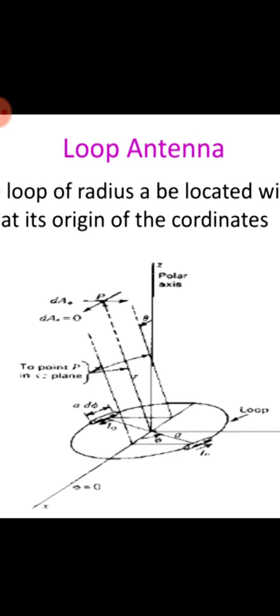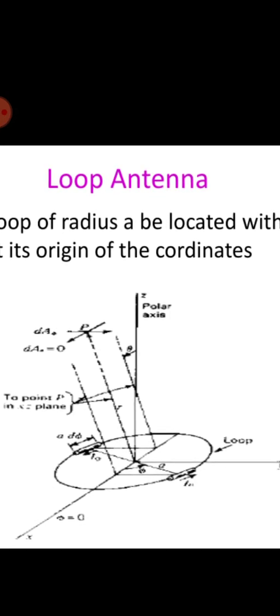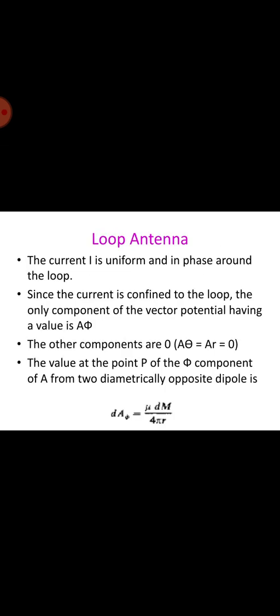Let the loop of radius A be located with its center at the origin of the coordinates. Let us have a close look at this figure. The size of the loop is not restricted to a small value compared to the wavelength in this section and presentation. Let us consider this case: the current I is uniform and in phase around the loop.